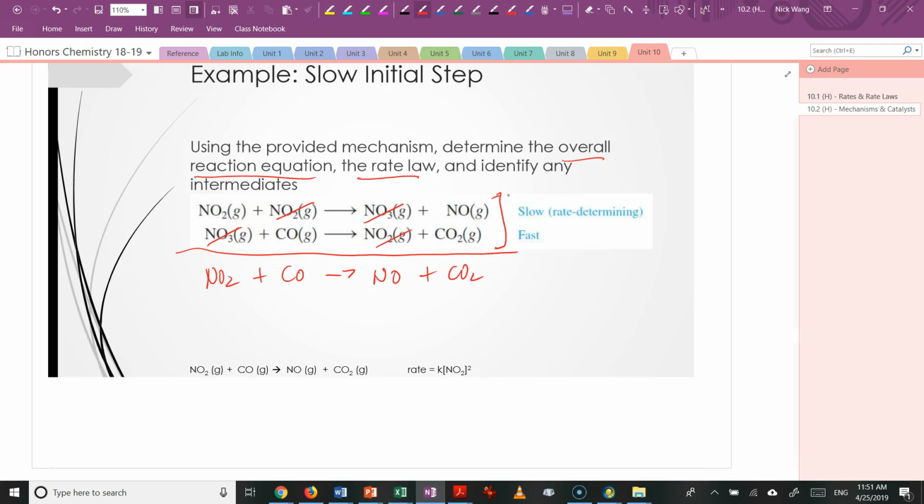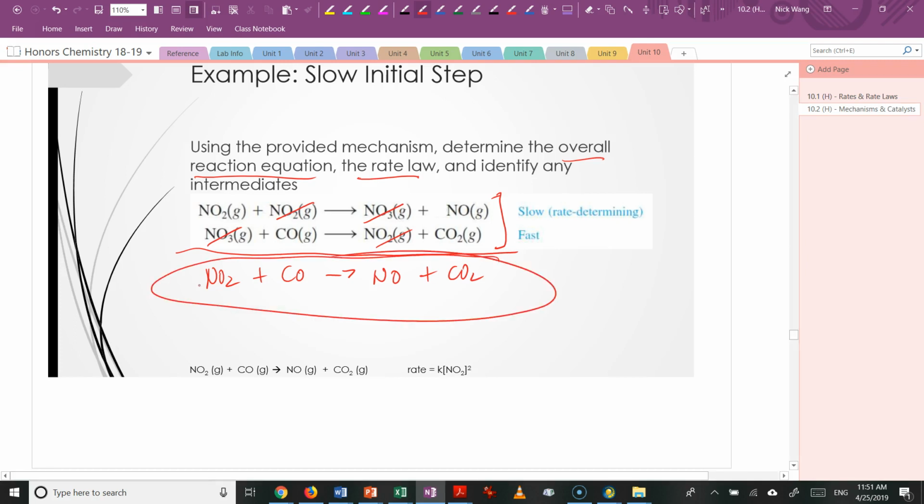All right, next one. What's the rate law for this reaction? All right, so what's the rate law for the overall reaction? Now, remember the conversation here is that we can look at the rate determining step of the mechanism and use that as the rate law. So as it turns out, the rate for this one is going to equal K times NO2 squared.